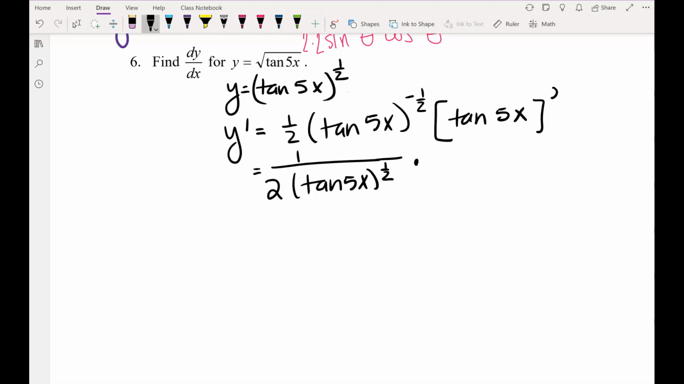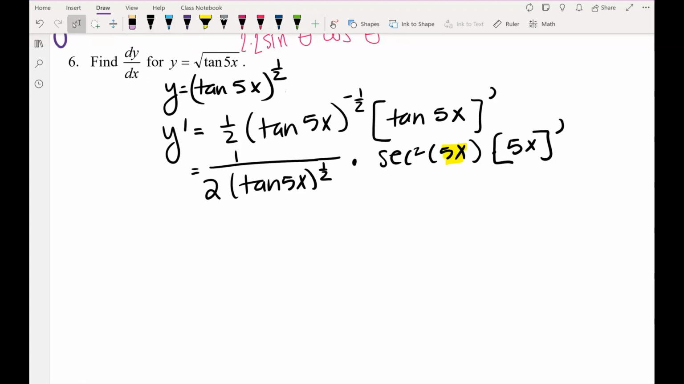Now, the derivative of tangent is going to be secant squared of 5x, and again, we need to do the derivative of that inner, and that inner is going to be 5x. So this is why it's called repeated chain rule, right? We're doing it a couple of times. So 1 over 2, if you want to write the power of a half as a square root, I'm okay with that. You can leave it as a power of half, whichever way you feel more comfortable with.